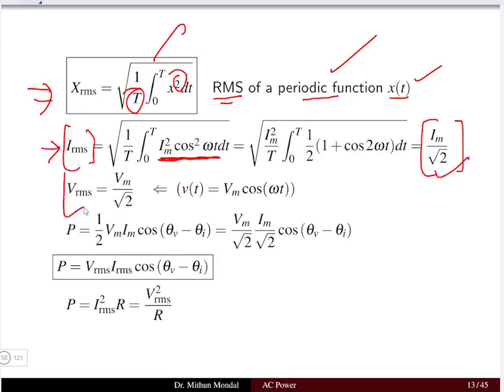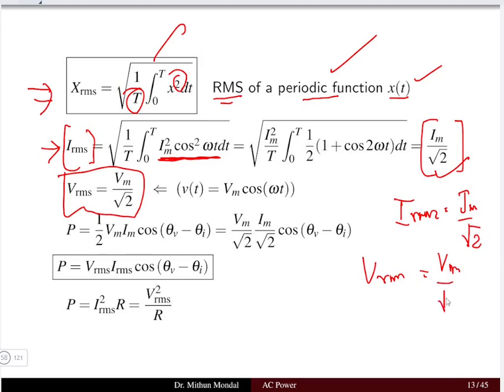Similarly, we get VRMS is equal to Vm by root 2. This is a very important equation. IRMS, the root mean square, is equal to Im by root 2, and VRMS is equal to Vm, the maximum magnitude, divided by root 2. Now we have the values of IRMS and VRMS.